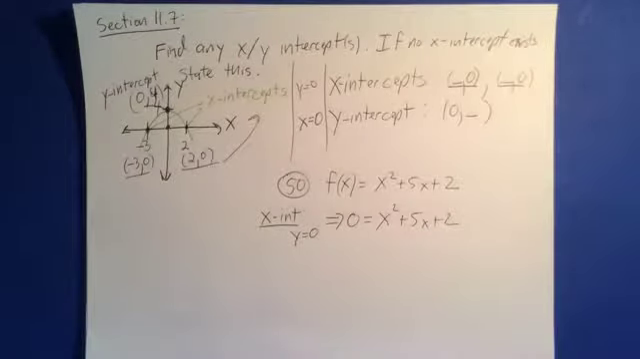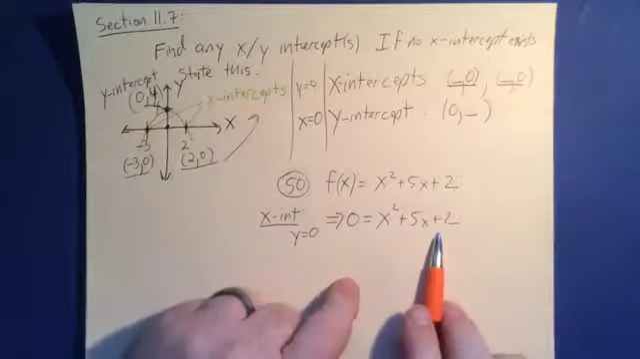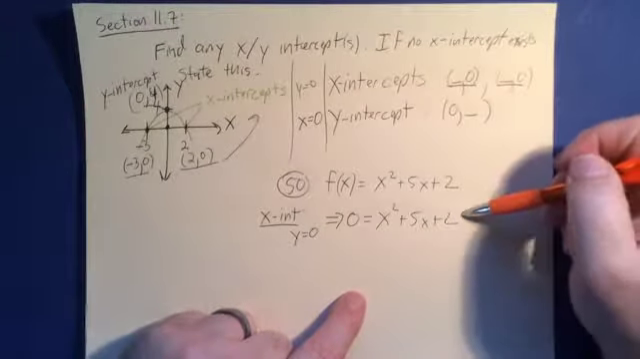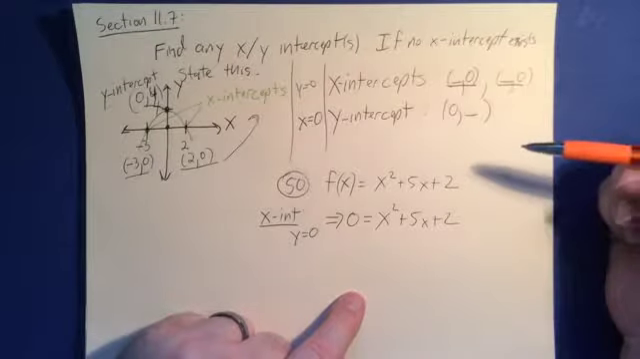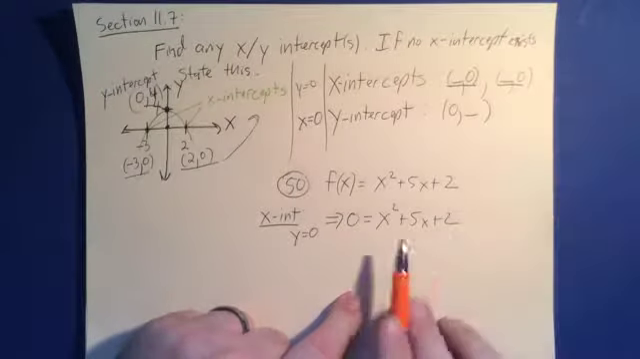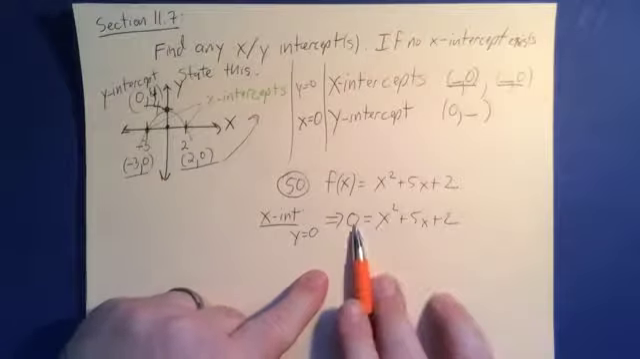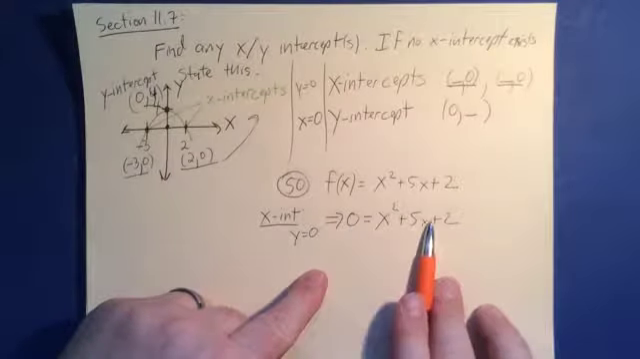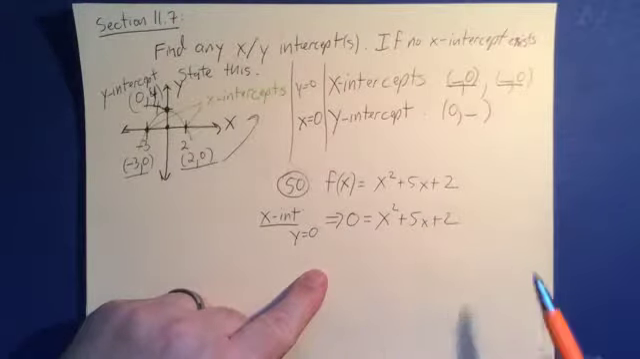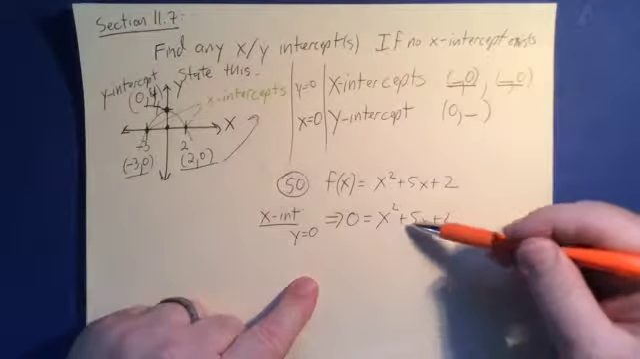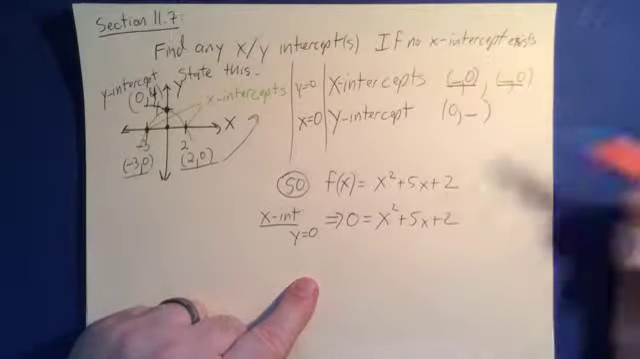As I look at this, I wonder, is this going to cross? Is this factorable? It's not really factorable. You could try completing the square, but I would suspect most of you are probably going to use the quadratic formula. So we want to find the values of x for which y is equal to 0. That's what we're going to do. So we have a of 1, b of 5, c of 2.